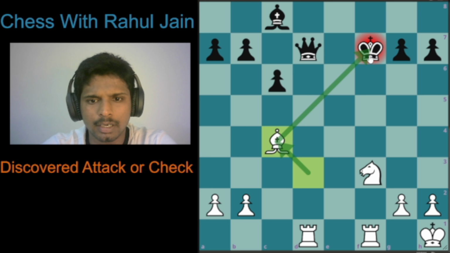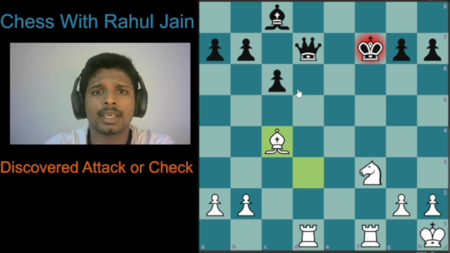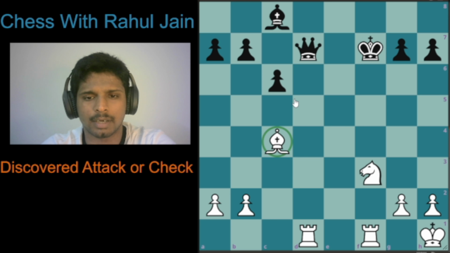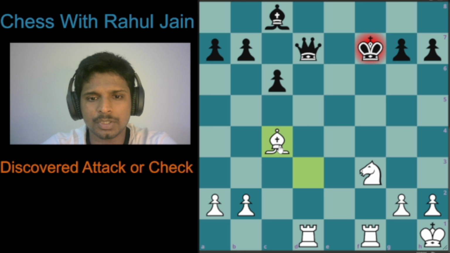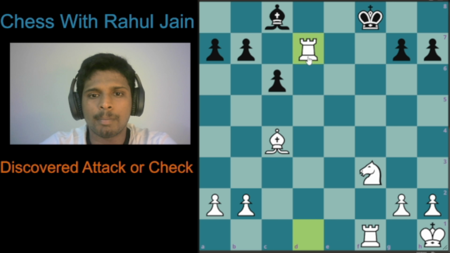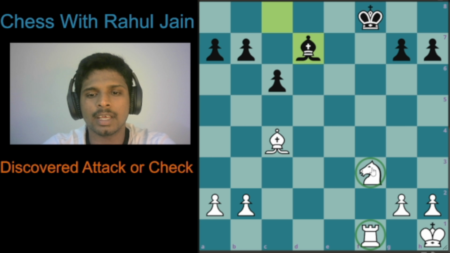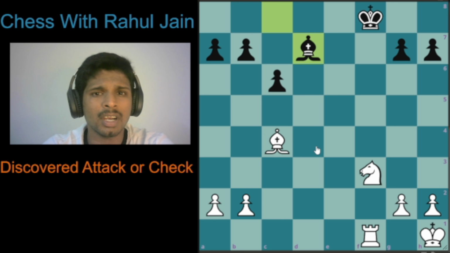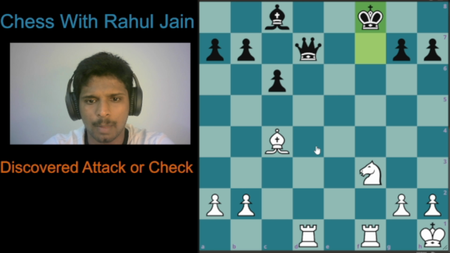So this is check, right? Isn't this discovered check? No. Discovered check is slightly different. We'll understand what is that. So after bishop to c4, it's a check to the king, and the king has to move or the queen has to block. In both the cases, black will lose his queen, and after that we win the game from this position. It's very easy from here.